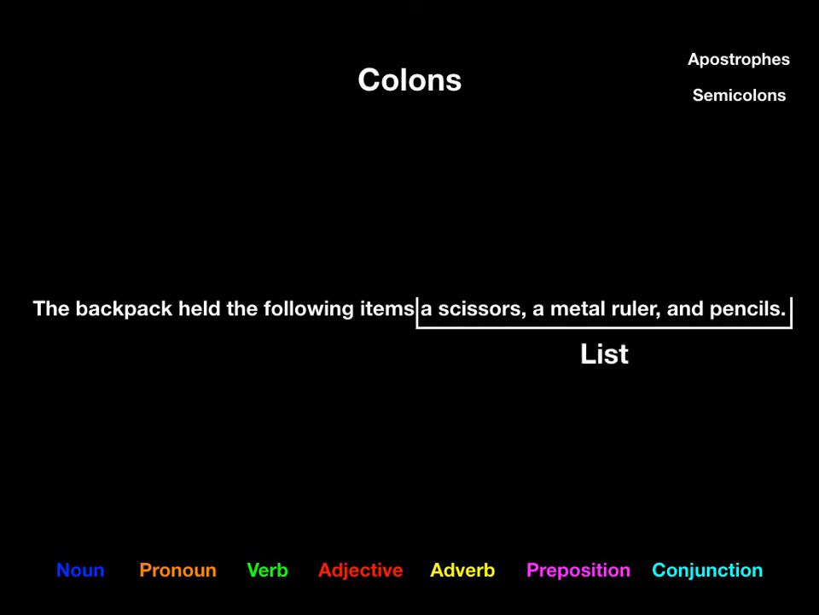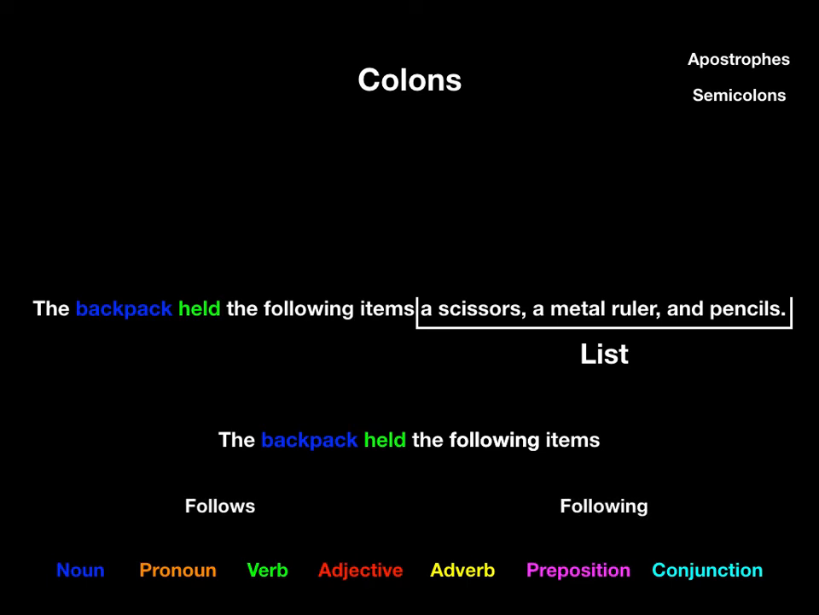Here again, we have our list, as well as our verb and subject. We now need to ascertain whether the beginning portion of this example has a complete thought. The backpack held the following items. We might contend that this does not possess a complete thought because it does not list the specific items. However, when examining colon usage, we should pay attention for the word following or follows.